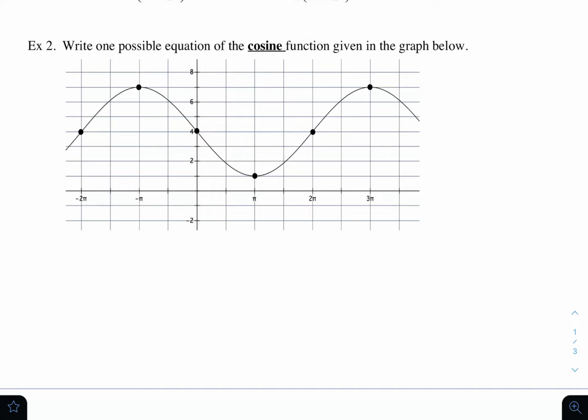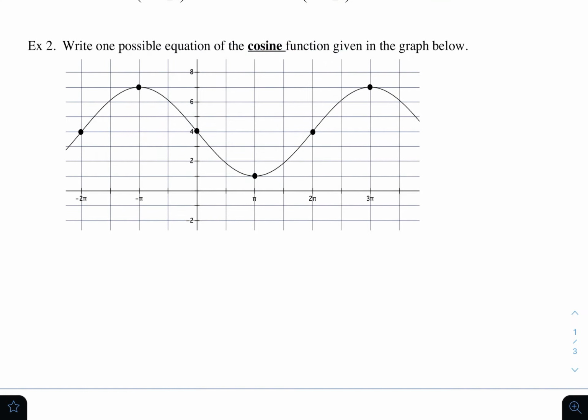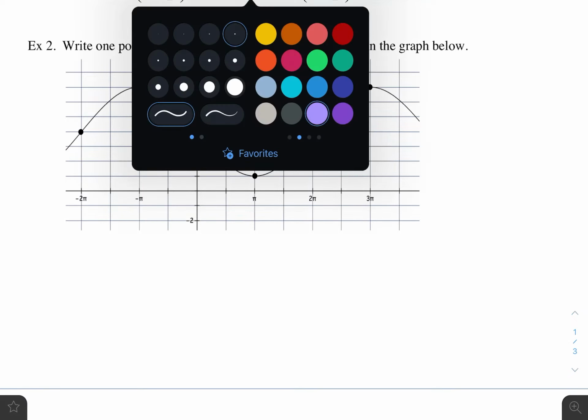If you're watching this video, this means that you need some guidance for example number 2. So, things to ask ourselves: it's asking us to write a cosine function. And we know that cosines can start at the maximum or the minimum, not the midline.